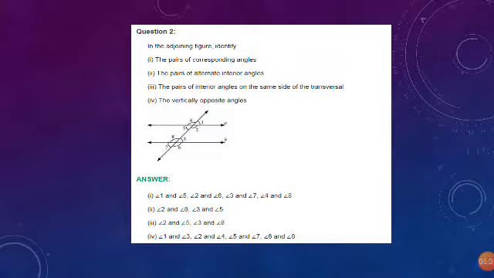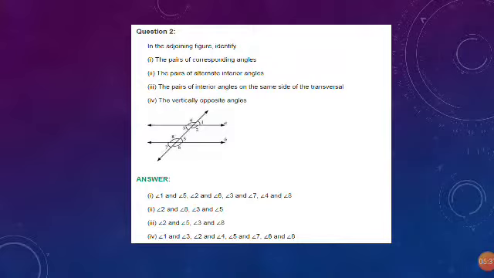Angle 1, angle 5. Very good. So corresponding angles make an F shape. Angle 1, angle 5. Then next angle 2, angle 6. Then angle 3 and angle 7. Next one, angle 4 and angle 8. Very good. These pairs of angles are corresponding angles, F-shaped angles.